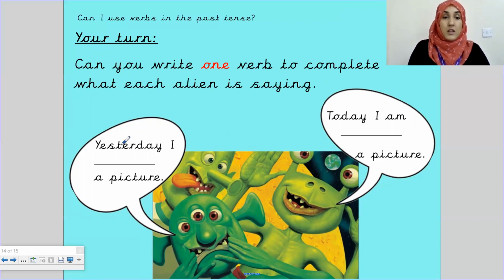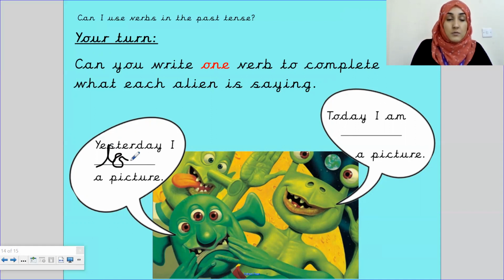So, here it says, yesterday I something a picture. So, if I was taking a picture today, I would say, I am going to take a picture, or I am taking a picture. What verb? So the verb is taking. So if it was something that was done yesterday in the past, what does that need to change to? Remember, this is one of those verbs that doesn't have an ed on the end. Yesterday, I, fantastic, took a picture.